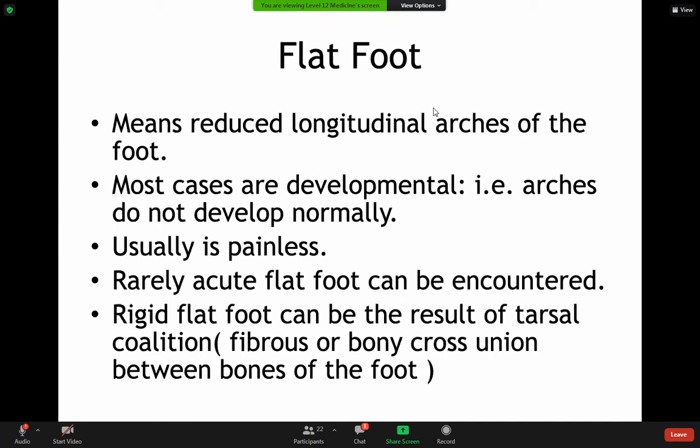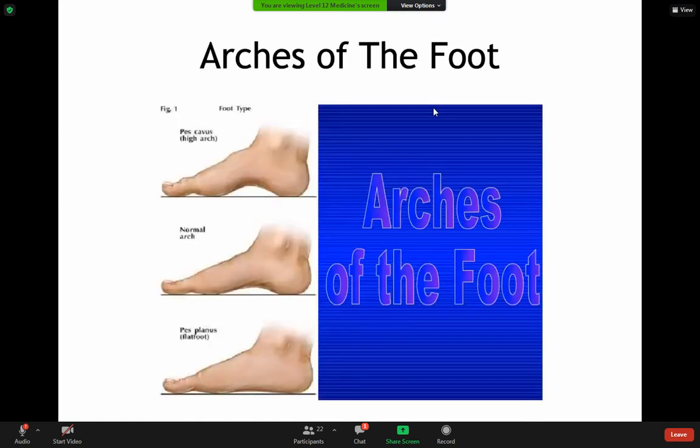Flatfoot means reduced longitudinal arches of the foot. Most cases are developmental, meaning the arches do not develop normally. Usually it is painless. Rarely, acute flatfoot can be encountered, meaning that the patient did not have flatfoot and then acutely develops flatfoot. Rigid flatfoot can be the result of tarsal coalition, that is fibrous or bony cross union between the bones of the foot that causes a rigid flatfoot rather than flexible flatfoot.